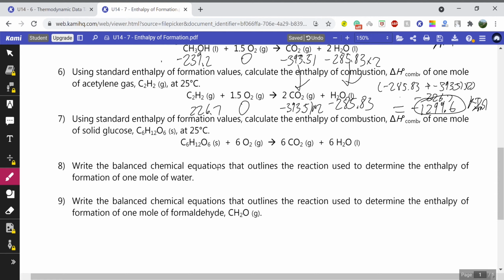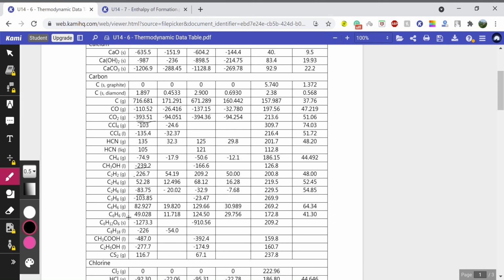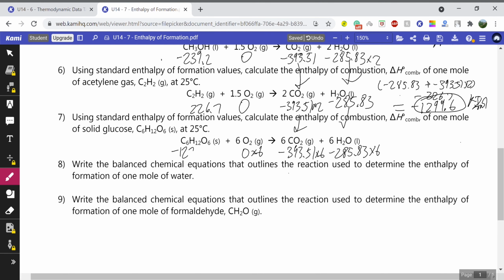Alright, number 7, using standard enthalpy of formation, same thing. I'm going to use the same data again. So negative 285.83 times 6, negative 393.51 times 6, 0 times 6, and C6H12O6 is negative 1273.3.